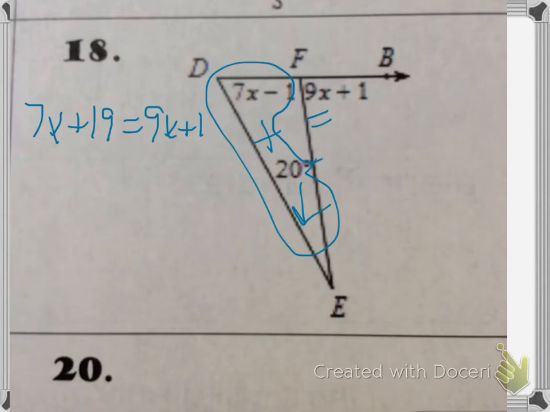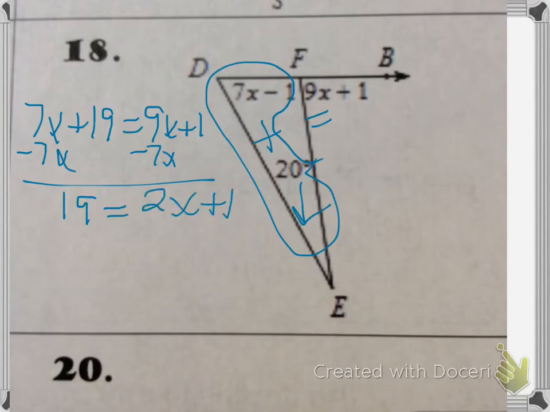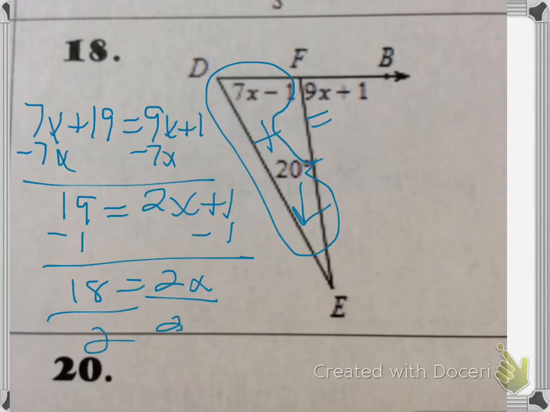Again, my first goal is to get all the x's together on one side. So I'm going to subtract that 7x to be over there with those 9x's. And I get 19 equals 2x plus 1. I'm going to minus that 1 to the other side. So I get 18 equals 2x. Then get that 2 off the x by dividing by 2. And I get x equals 9 for my final answer.